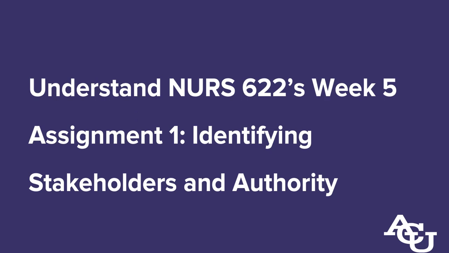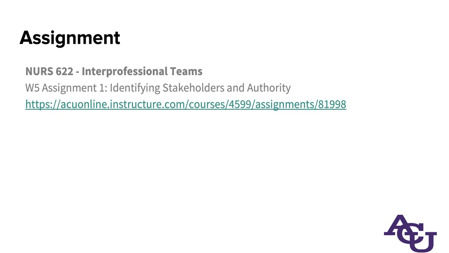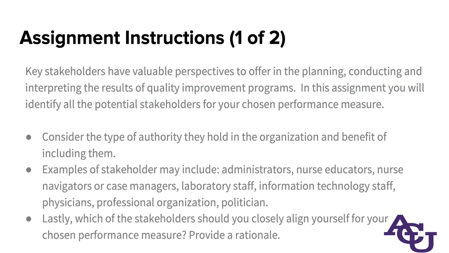All right, let's take a look now at the specific guidelines for Nursing 622's Week 5 Assignment 1, Identifying Stakeholders and Authority. Now, this assignment starts out with a brief, one sentence preamble. Key stakeholders have valuable perspectives to offer in the planning, conducting, and interpreting the results of quality improvement programs. Now, this is presented as a preamble, but I would say that it's also providing a piece of advice because it talks about three things that key stakeholders have to offer in their perspectives. And with that in mind, that would be a good idea to discuss in your paper, what they offer for planning, conducting, and interpreting QIP results.